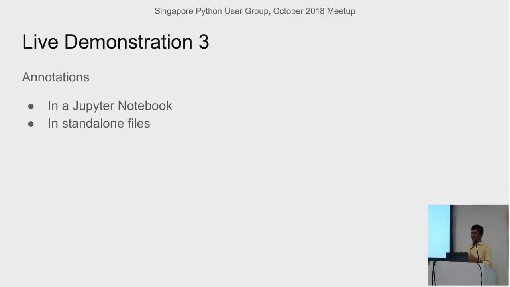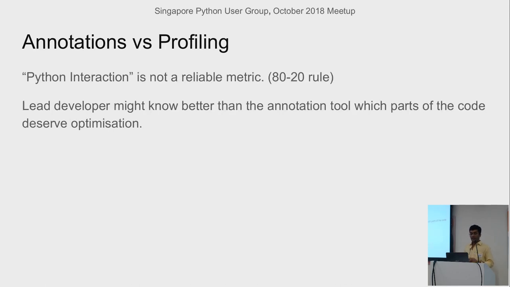So first, before profiling, can anyone see any problem with annotations and why they might mislead people when they're trying to identify bottlenecks in their code? All right. It turns out that Python interaction is actually not a very reliable metric. And I actually sort of hinted towards this when I explained the difference between cdef and cpdef. The reason there's no appreciable speed difference between cpdef execution and cdef execution is because function calls typically make up a very small portion of a program's runtime. Whatever the body of the recursive function is, in this case Fibonacci, that takes up more time than actually calling the function itself. So this is similar to the 80-20 rule, which is that 80% of the time your computer's executing a particular program, it's executing only 20% of the code.